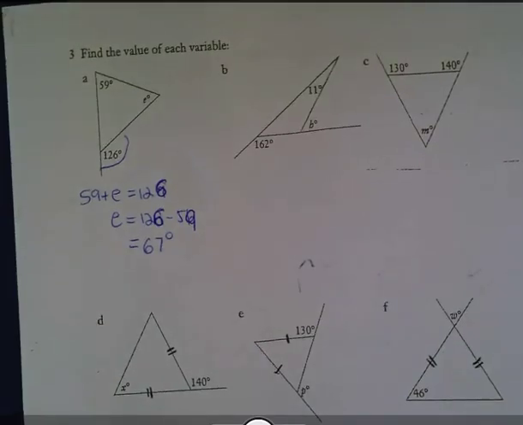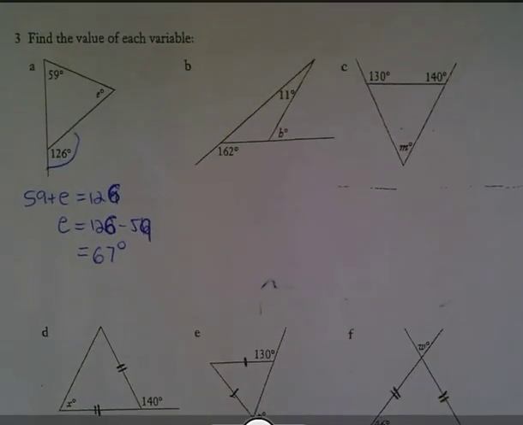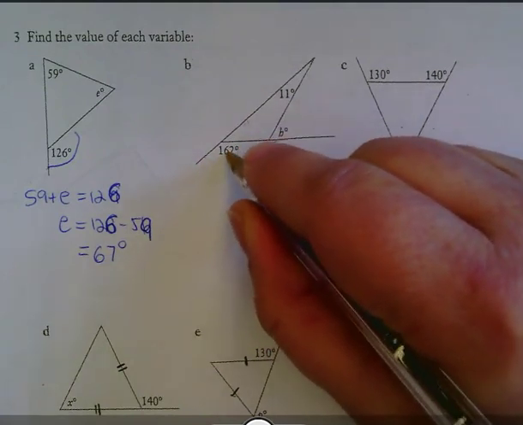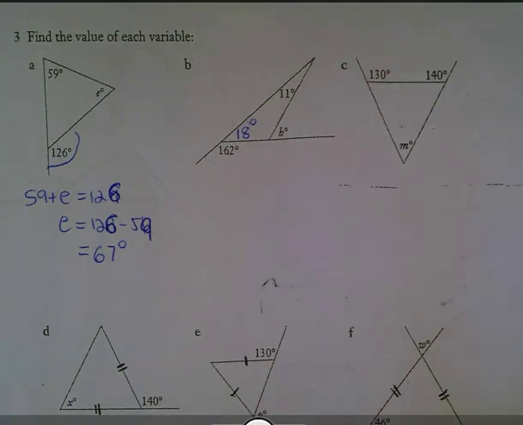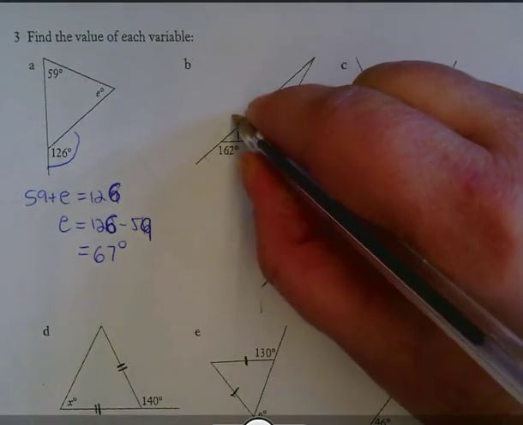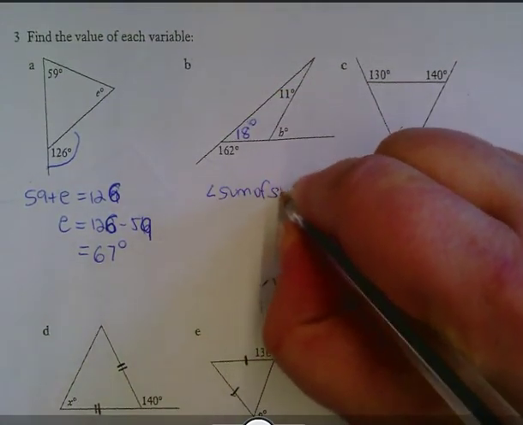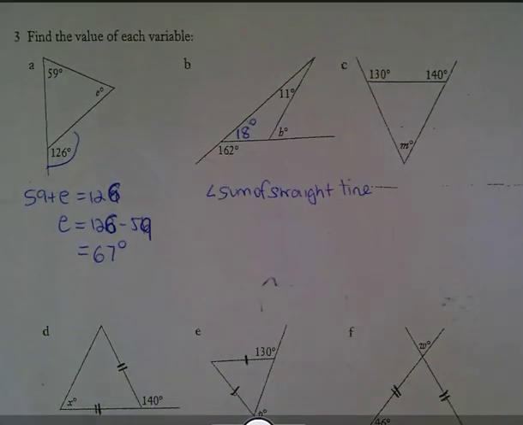Now, this second one here, sometimes it's not so straightforward, but look for straight lines and things. So if this is 162, then this angle in here is 18 degrees. What would be the reason for that angle there? Yeah, that would be angle sum of straight line. So I'm just going to put the reasons down here. Angle sum of straight line is the reason for the 18 degrees.